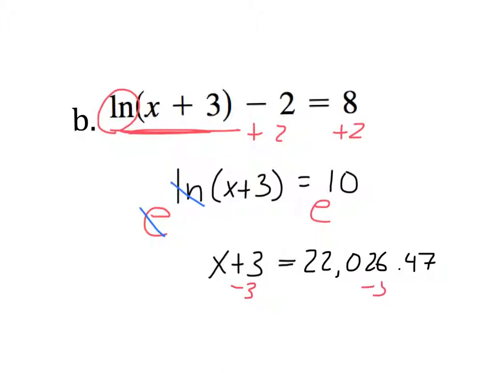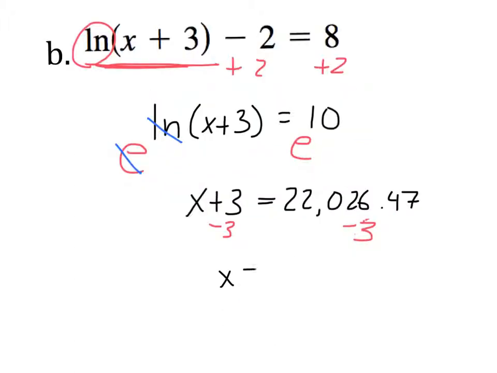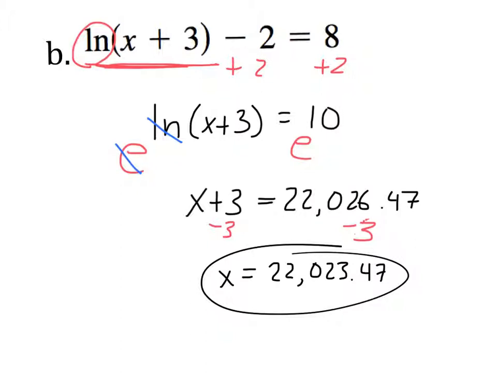And now I have to subtract 3 from both sides. So I'm not going to even clear my calculator. I'm just going to subtract 3 from both sides. So x is 22,023.47. And there we have it.